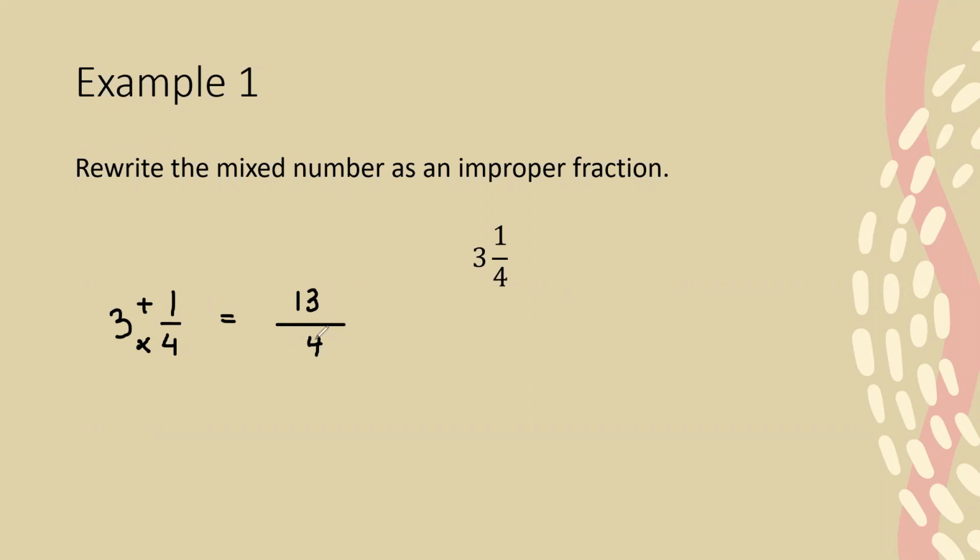Notice how we kept our denominator the same. We multiplied the whole number times the denominator and we added the numerator. So let's continue to the next example.